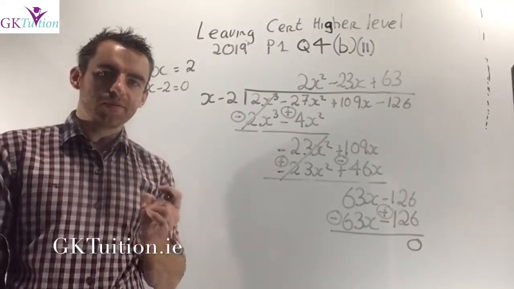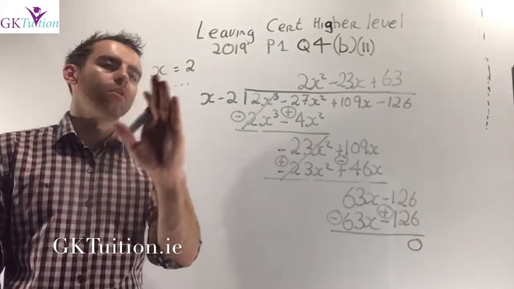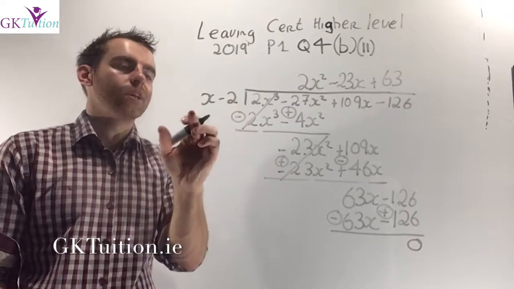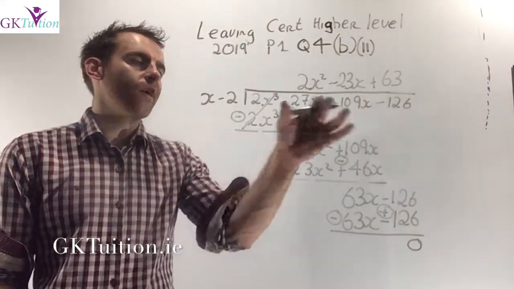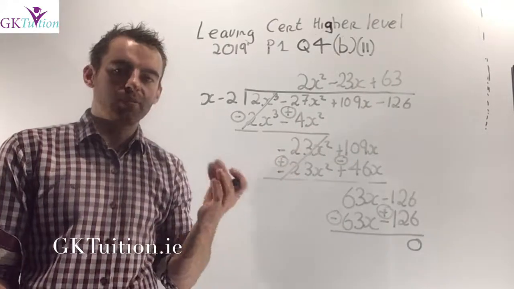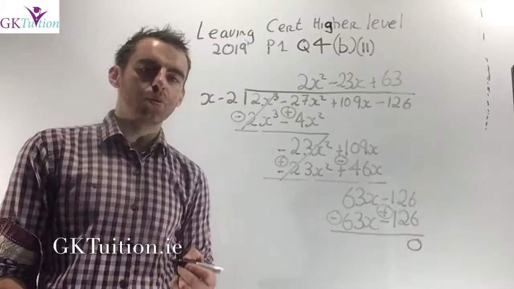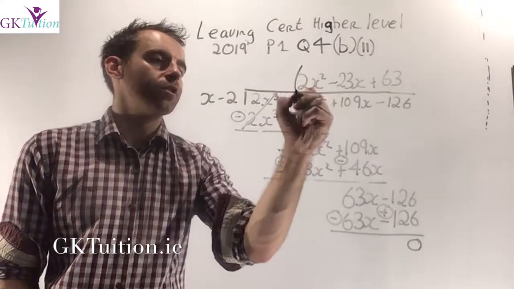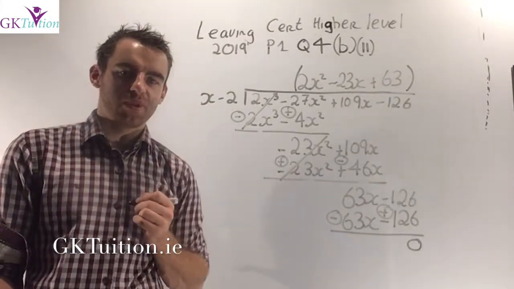Once you know one of the factors, you can use a long division to find the other factors. So that's what I'm doing here. I know that one of the factors of this cubic is x minus 2. And I'm going to use a long division to divide this factor into the cubic, and that'll give me the other factors. So I've done my long division and my remainder worked out as 0, so I know that I haven't made a mistake. And the other factor worked out as 2x squared minus 23x plus 63.